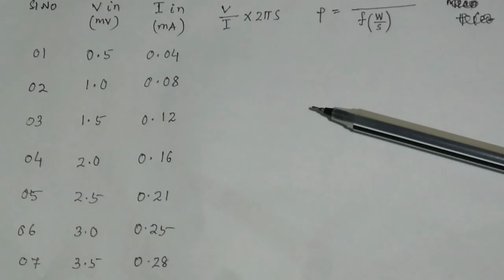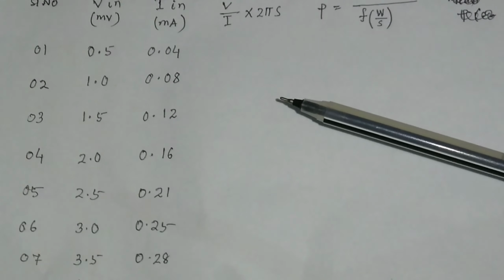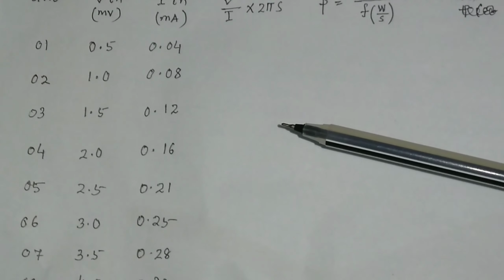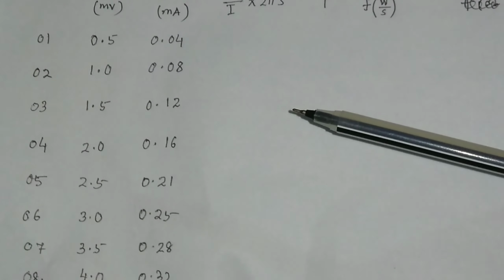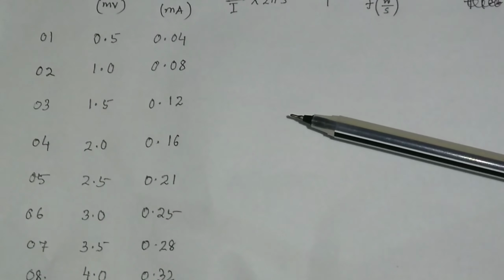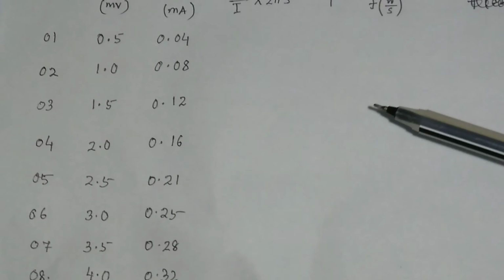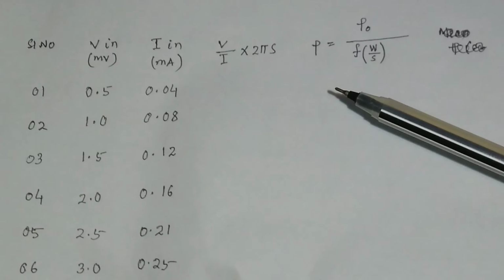So in this video we discussed how you can find out the resistivity of the germanium sample by using the four probe method. In the next video we will discuss how the resistivity of germanium will vary with temperature. When you vary the temperature, how the resistivity changes with temperature. Thank you.